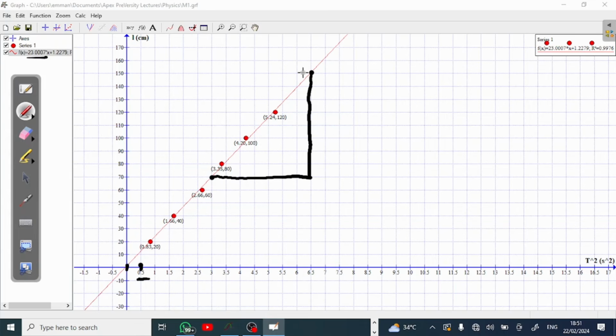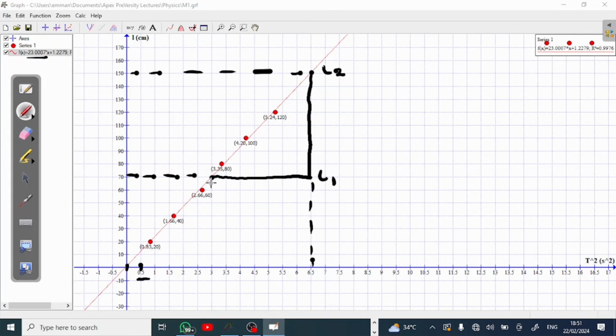Trace this part here, trace this to this part here, that's about 150. Trace this way here, it's about 70. You call this part L2. You call this part L1. Trace this down.